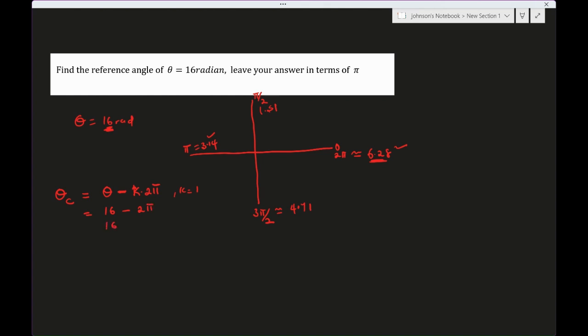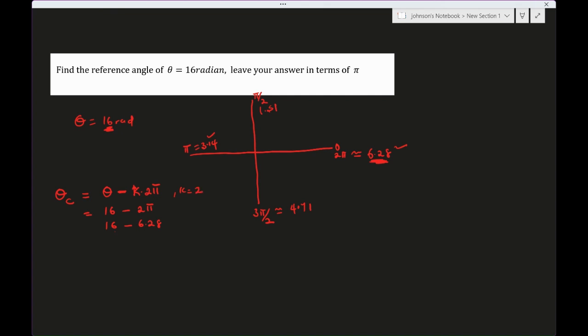But what is 16 minus 2 pi? 2 pi is 6.28, so you see that here we will have almost 9 point something. This number is still greater than 6.28. That is, if you do 16 minus 6.28, you get 9 point something, right? So what does that mean? It means that k should not be 1. So we should increase the value of k to be 2.